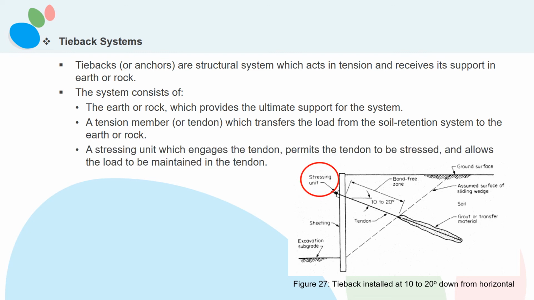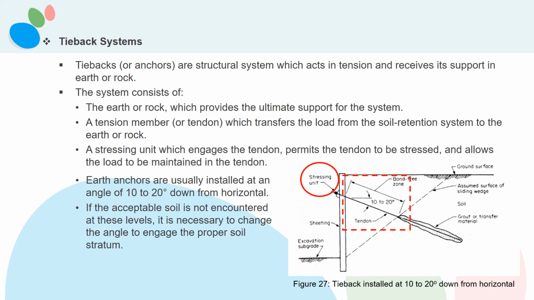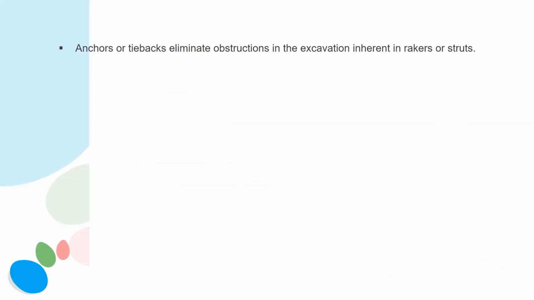A stressing unit which engages the tendon, permits the tendon to be stressed, and allows the load to be maintained in the tendon. Earth anchors are usually installed at an angle of 10 to 20 degrees down from horizontal, as shown in Figure 27. If acceptable soil is not encountered at these levels, it is necessary to change the angle to engage the proper soil stratum. Anchors or tiebacks eliminate obstructions in the excavation inherent in rakers or struts.